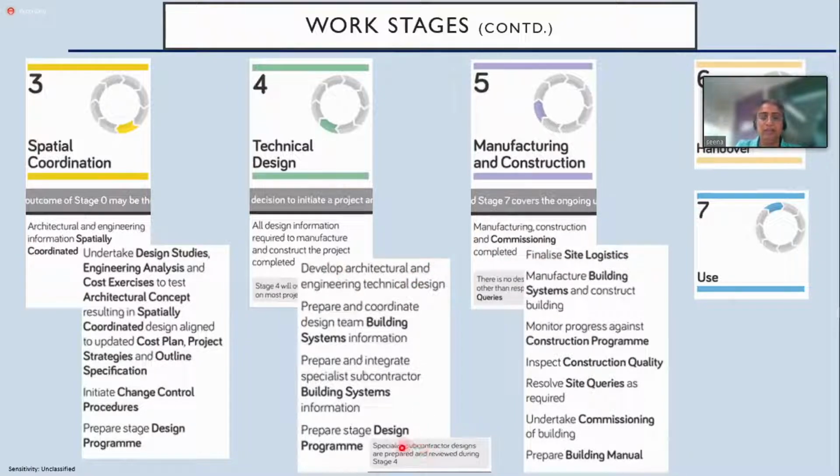So where the facade comes in, you can see the specialist subcontractors. The facade works come under specialist subcontractors. So this starts happening in stage 4. And after everything is done and the engineering is done, it moves to stage 5. And 6 and 7, obviously you all know about it.